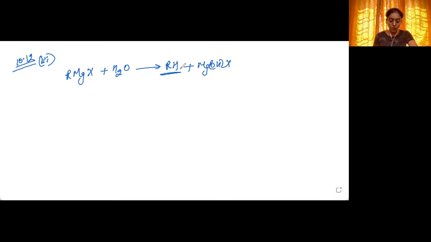Alkane will be formed if water is present in the medium. Now we needed Grignard reagent and we are getting alkane. Will it be of any use? So it is better to have dry apparatus.